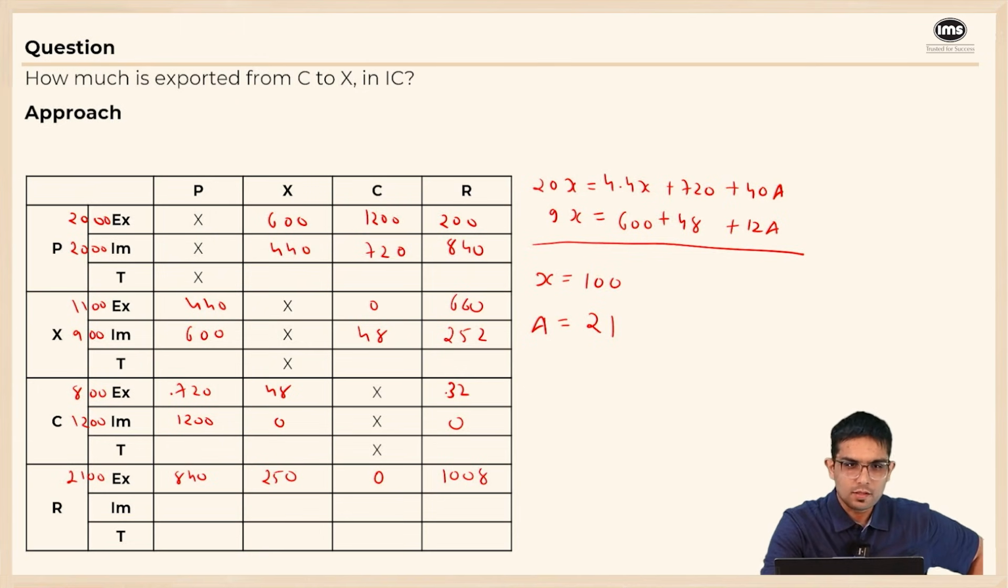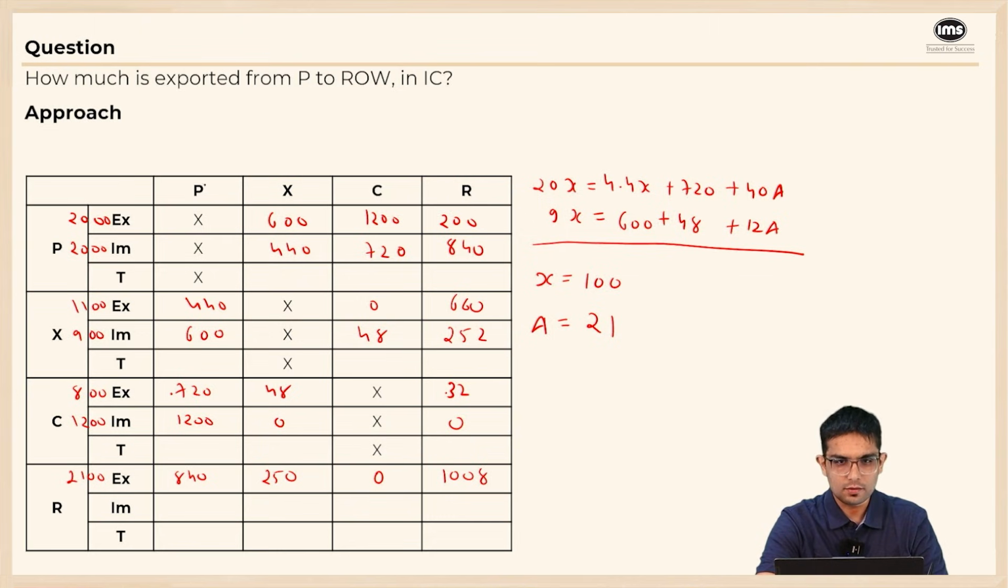Now the first question says, how much is exported from C to X in IC? So it's very evident C to X is 48, and hence your answer is 48. Now the second question says, how much is exported from P to ROW? You can see from P to ROW it is 200, and hence 200 is the correct answer. So 200, we will be marking the answer. Now this question says, how much is exported from ROW to ROW? So ROW to ROW, here we go, 1008. So hence the answer is 1008.